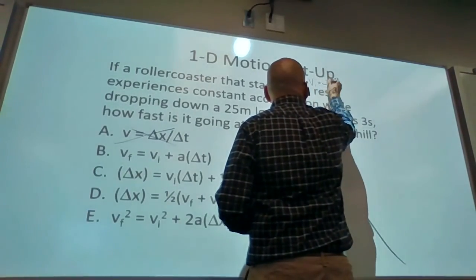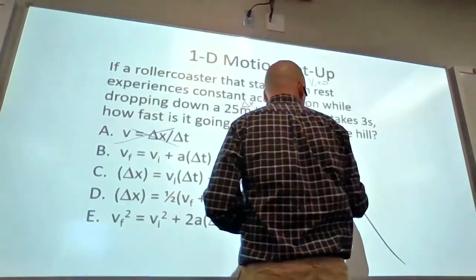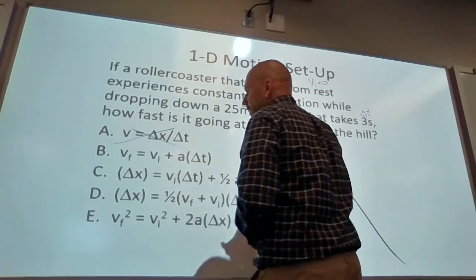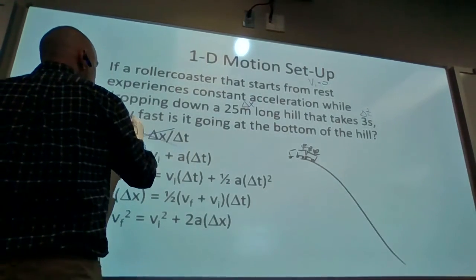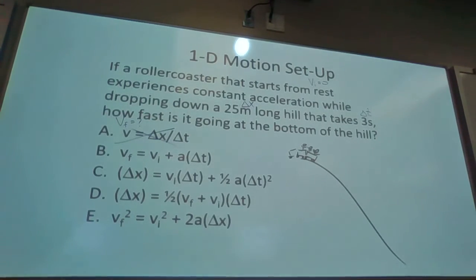Okay? So I have starts from rest. I have my initial velocity 0. I have my displacement. Got my time, and I want to know how fast it's going at the end. So that's my final velocity is what I'm looking for. So I'm looking for an equation that has all 4 of those.